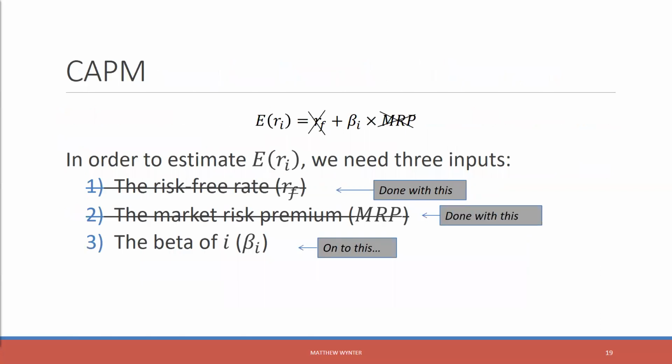Okay, so we know how to do step one. We know how to use a US government treasury with a maturity that matches the maturity of our project. We also know how to use a market risk premium. We can look at the performance of the S&P 500 or another proxy for the market relative to the risk-free rate over a long time period to get a good sense of what the average return for the market has been. The very last step is going to be to calculate our beta.